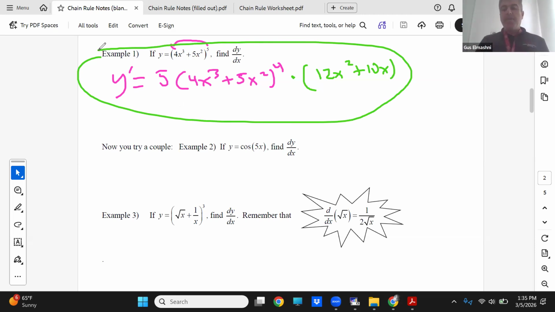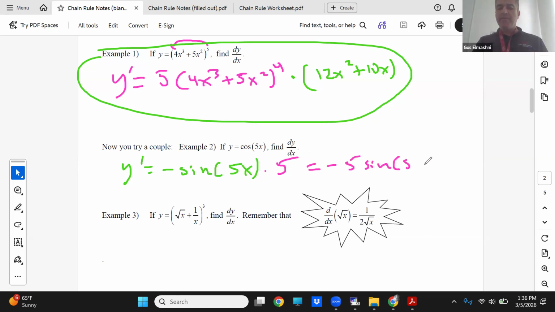So example two, now this is a little weird, cosine 5x, fine. Okay, y prime, what's the derivative of cosine? Negative sine 5x. You see, you guys worry I'm not going to have this memorized. You guys just told me right away. You guys don't need a reference sheet. Okay, let's do the inside. 5. There you go. Because that's your inside. So you can rewrite as negative 5 sine 5x.